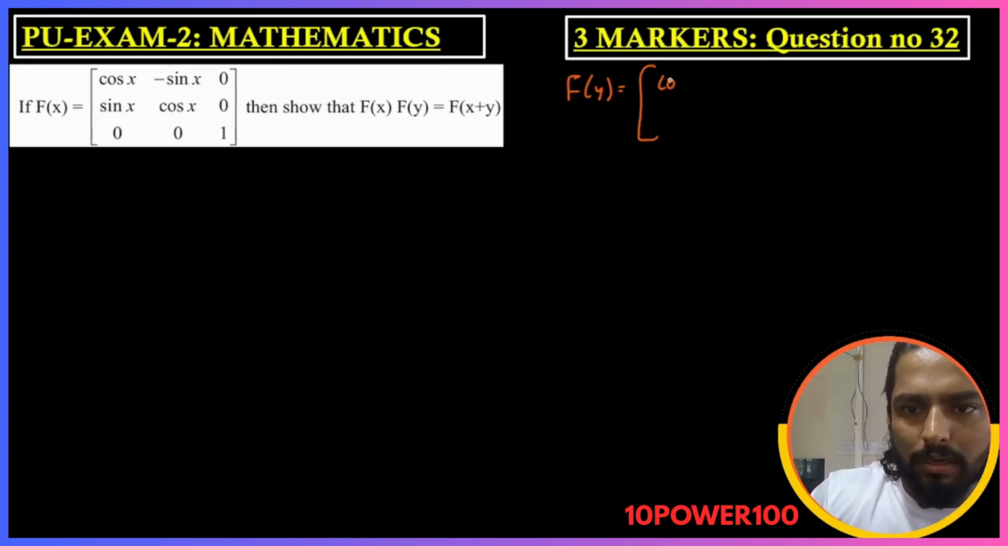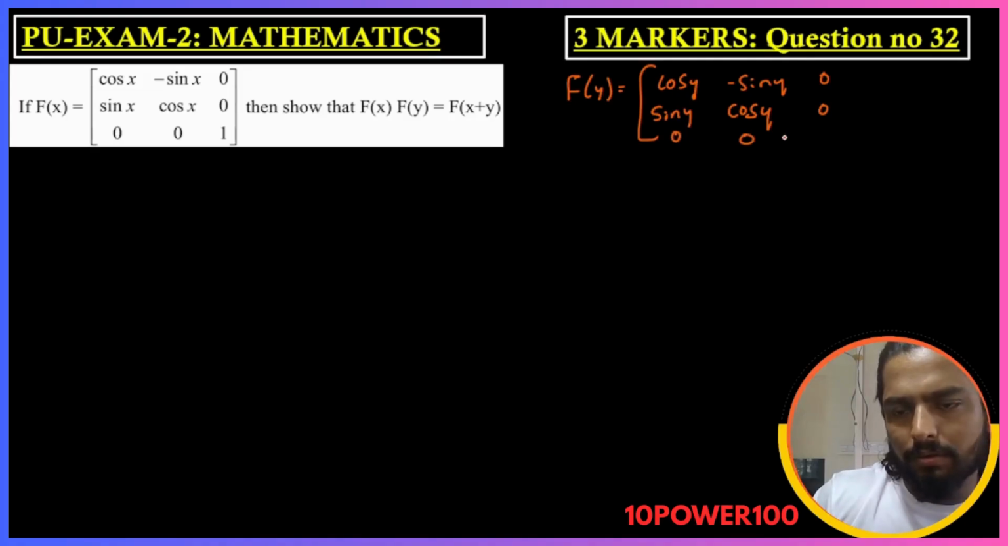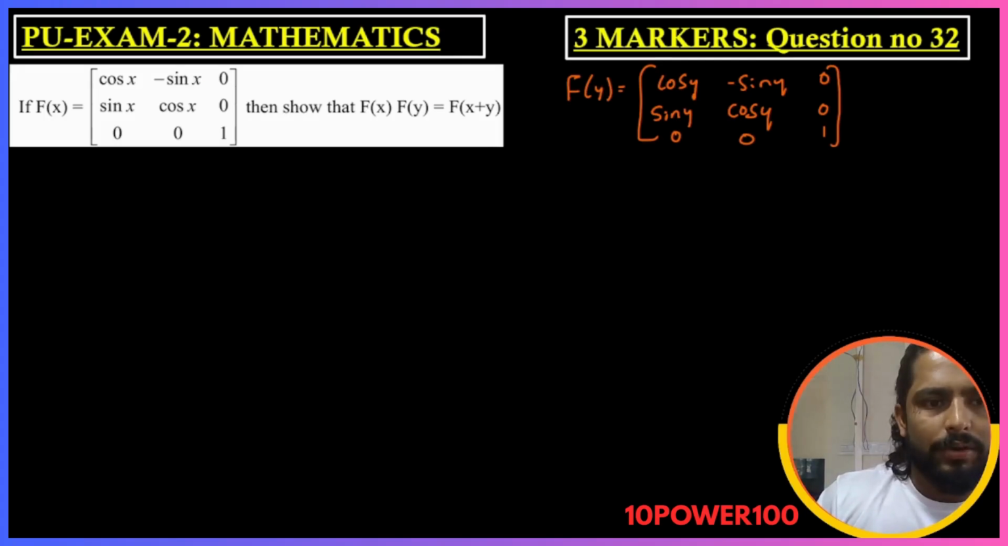Wherever x appears in f of x, put y there. Okay, so this becomes cos y. This becomes minus sin y. So 0. Next here it is sin y, and this is cos y. So 0, and it is 0 0 1. Okay, this is f of y. So now we'll find out f of x into f of y, so this into this matrix.